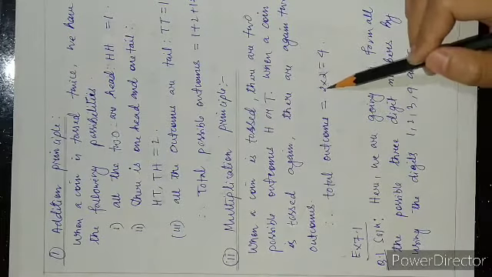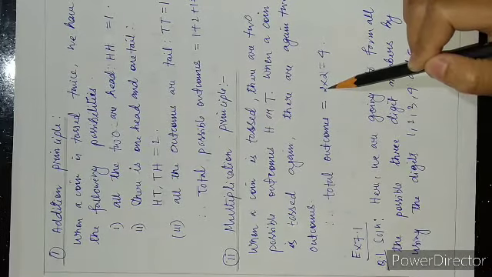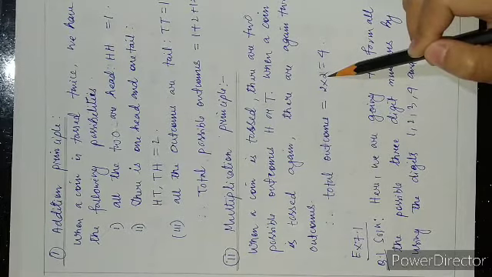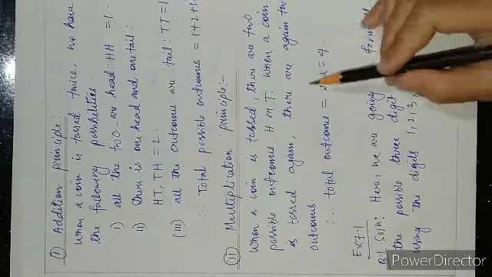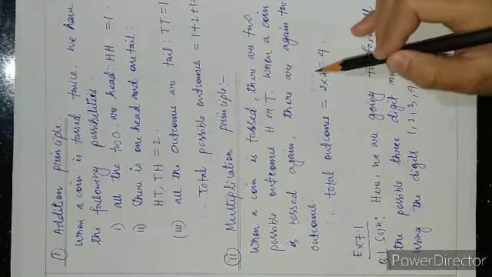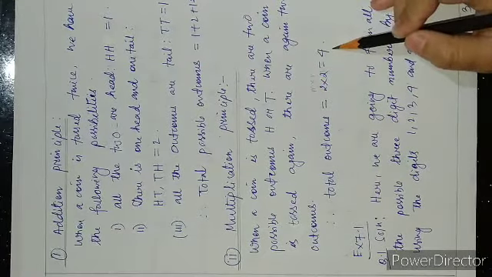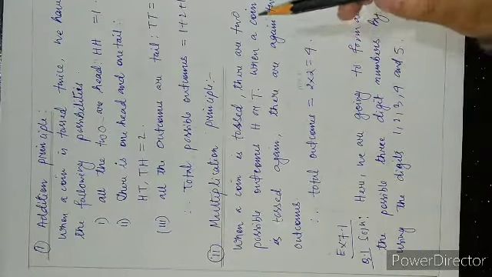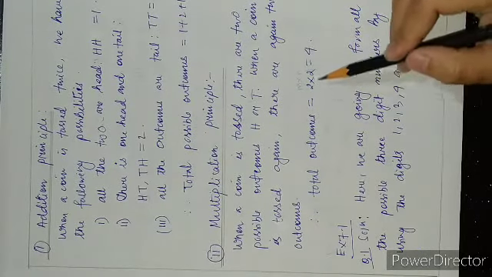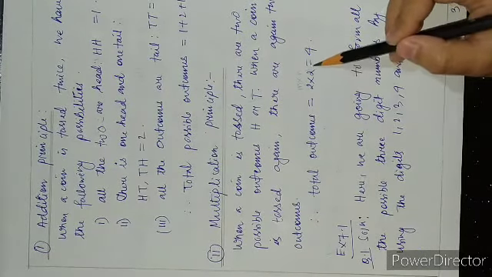Total outcomes 2 is the total possible outcomes in the first row, and this 2 is the total possible outcomes in the second row. And so 2 into 2, m into n, will be equal to 4. If a coin is tossed 3 times, then total possible outcomes is 2 into 2 into 2.